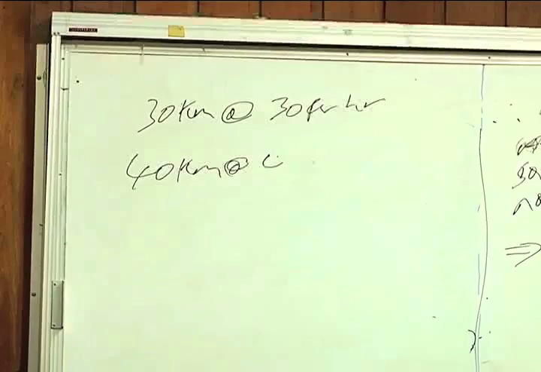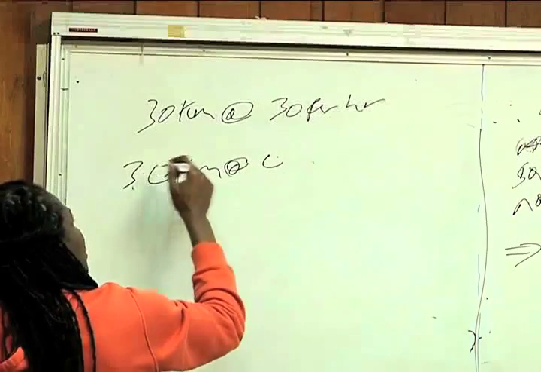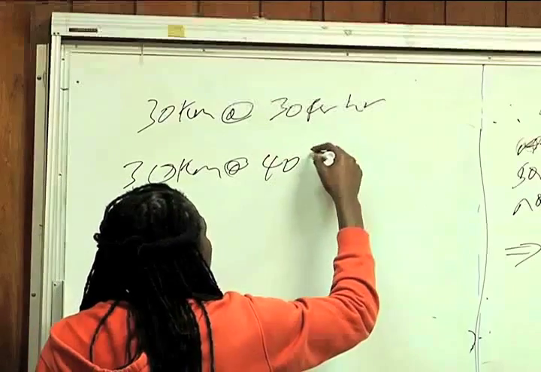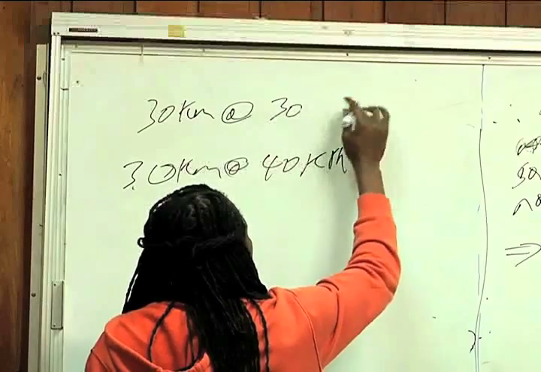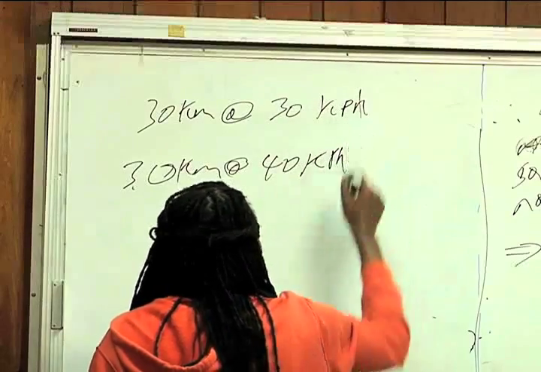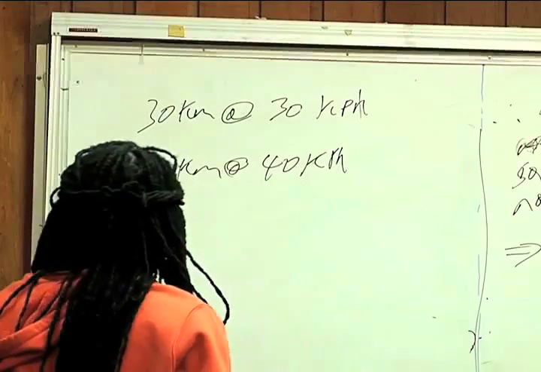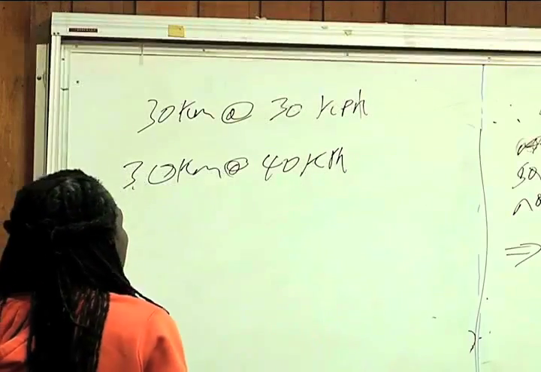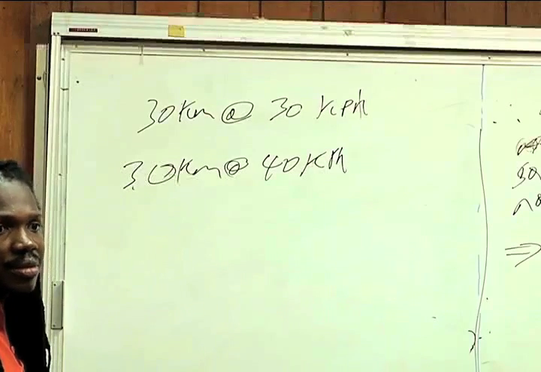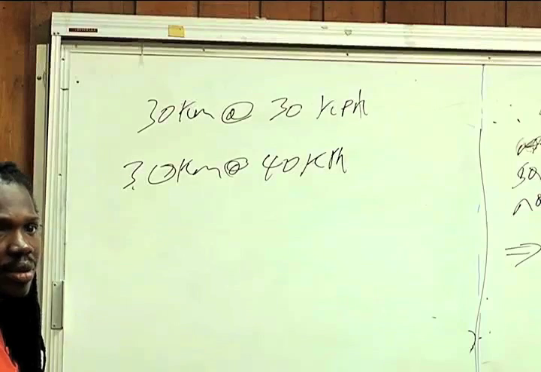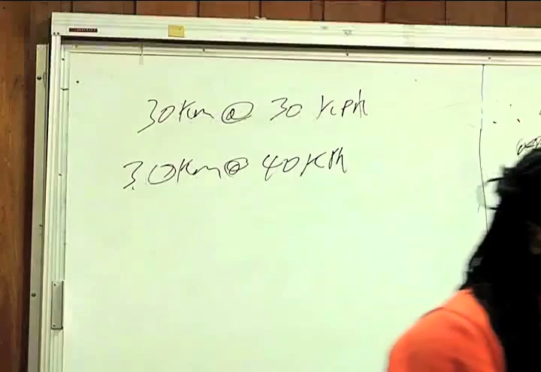And then he traveled another 30 kilometers at 40 kph. Kilometers per hour. So, what am I asking? Find the average speed.